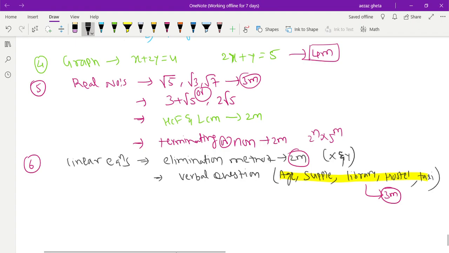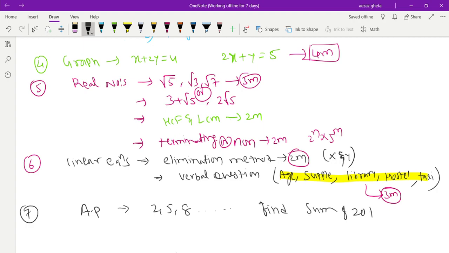Next, if we see the seventh topic, then in that we will get AP. If you see arithmetic progression, a simple question they will give like 2, 5, 8 and so on. Find the sum of 20 terms. So it is very easy, like a is equal to 2, d is equal to 3, n is 20, by using the formula Sn is equal to n by 2 into (2a plus (n minus 1) d).